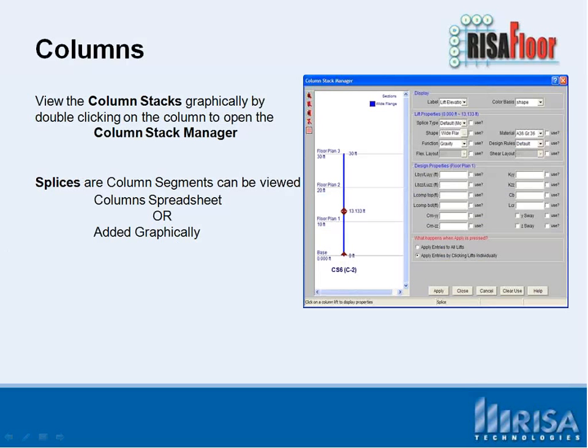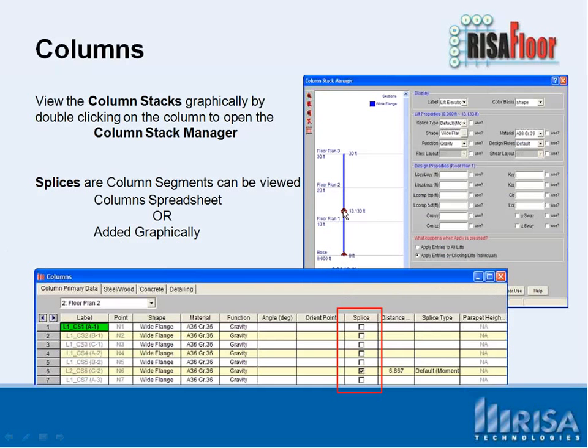You have the splice in the middle there, and the splice can either be viewed graphically like we see here, or we can look at the column spreadsheet. If a floor level has a splice in it, say the second floor, we'll see in that column spreadsheet a splice checkbox. And that distance is the distance from that floor to the splice.